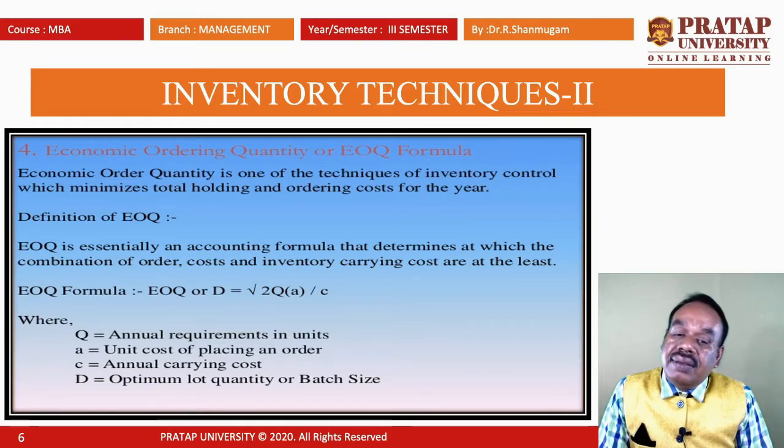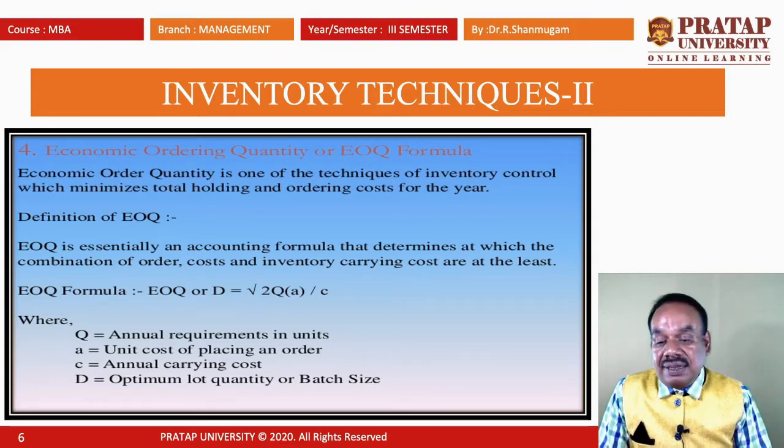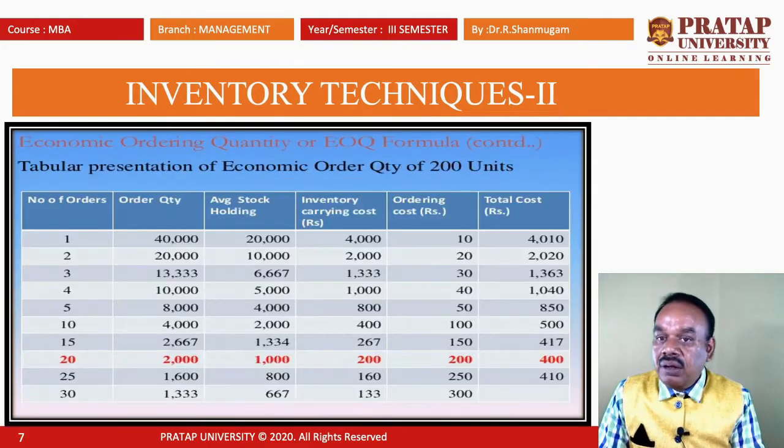So, EOQ formula: D equal to square root of 2QA divided by C, where Q stands for annual requirement in units. Already the definition was given about the annual consumption. Small a denotes unit cost of placing an order. C denotes annual carrying cost. Capital D denotes optimum lot quantity or batch size. Either we can use batch or we can use the quantity.